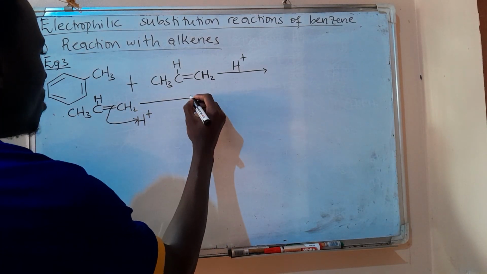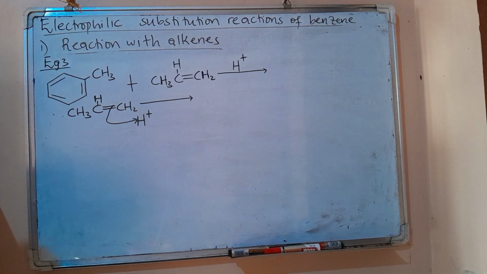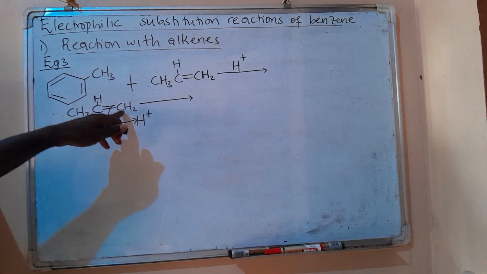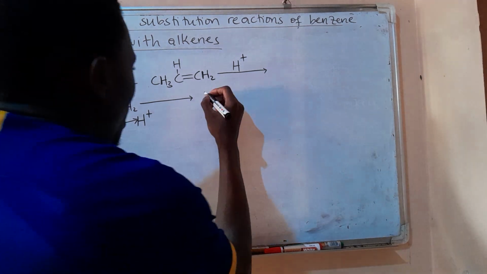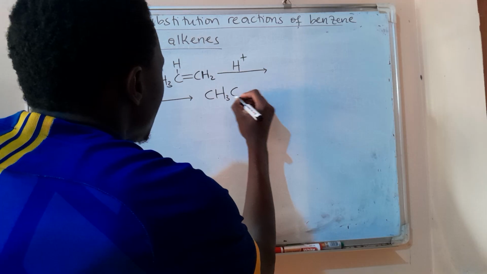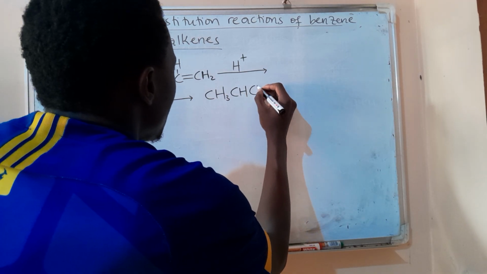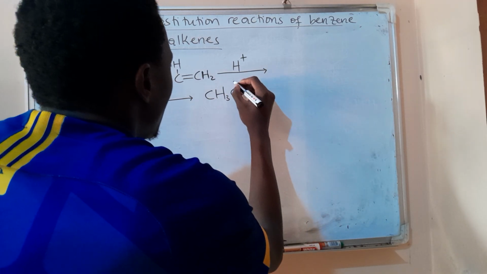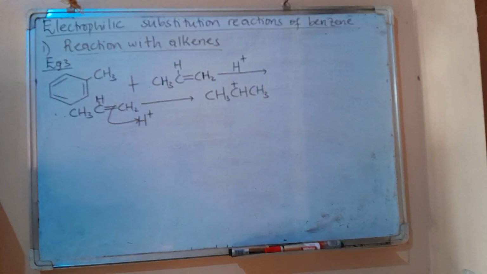Then what do we obtain? Hydrogen goes to the nearest carbon with more hydrogens according to Markovnikov. So it will come here. So we shall have CH3, CH3 with a plus on that carbon.